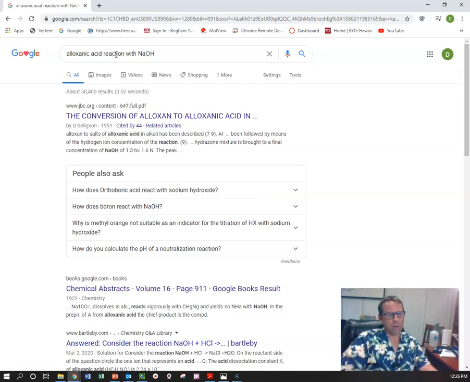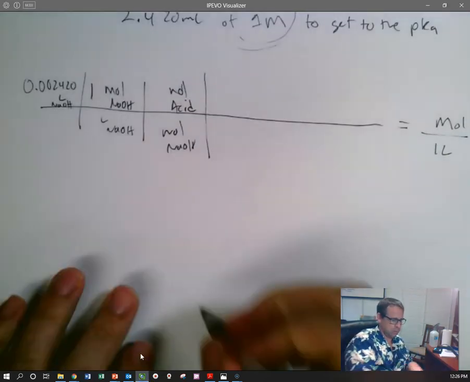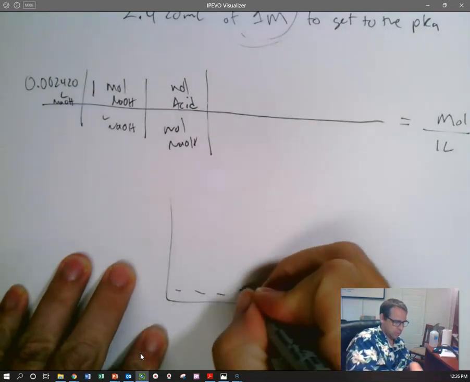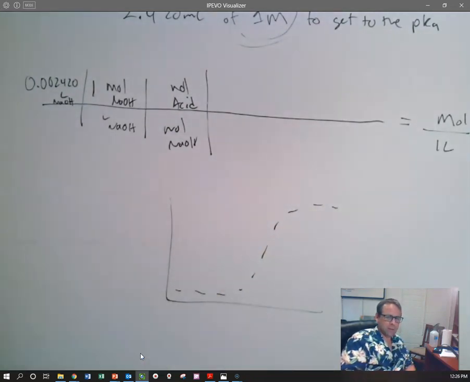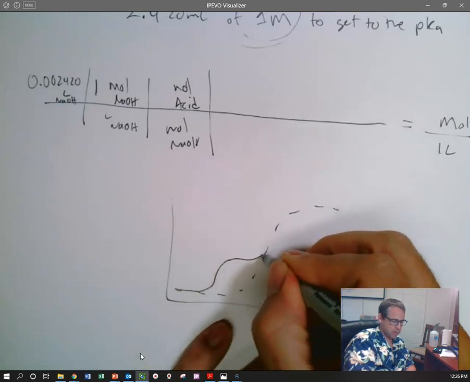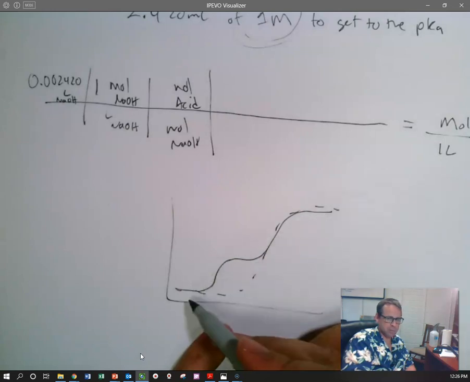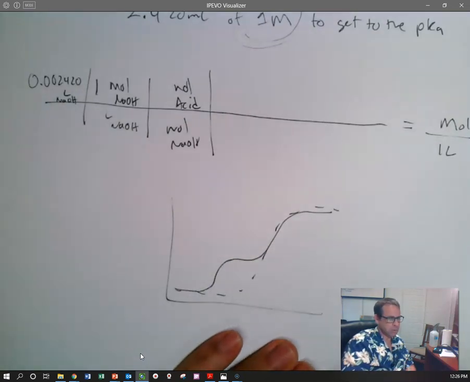We know it's a 1-to-1 ratio because we just did the titration and we saw the curve, right? We saw our curve that looked like this, and we got to the basic. If it had been a 2-to-1 ratio, it would have 2 bumps like that, right? Oh, okay. So we know it's a 1-to-1 ratio.